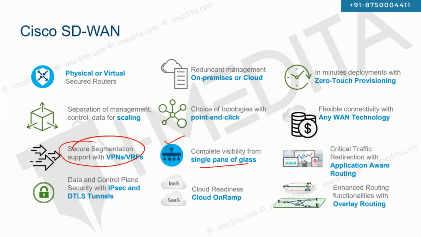Regarding VPNs and VRFs, for example, if I configure VPN 10 in site 1, in site 2 I should also configure only VPN 10? Then only communication would happen. If not, then communication will not be allowed, as I told you, right? Okay. Only intra-VRF communication is allowed, intra-VPN.